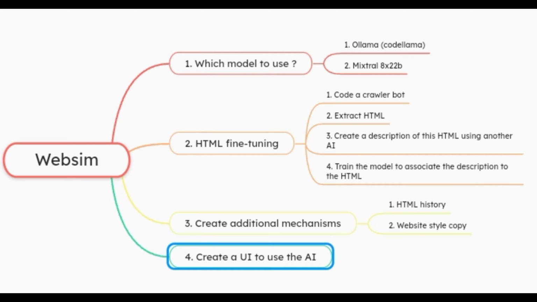After having set up the model, we're going to fine-tune it on some real HTML. To get these HTMLs, we're going to code a crawler, which will get the HTML and store it in a database. Another AI will have to create a description for each of them. We will then give the description of the HTML as an input and train the AI to associate it to the HTML.